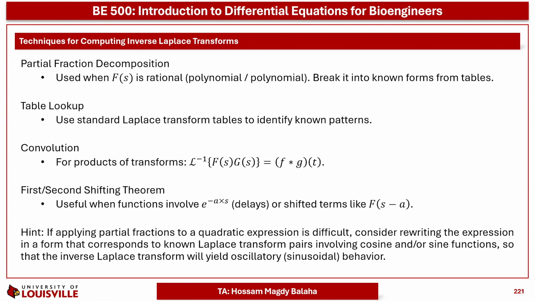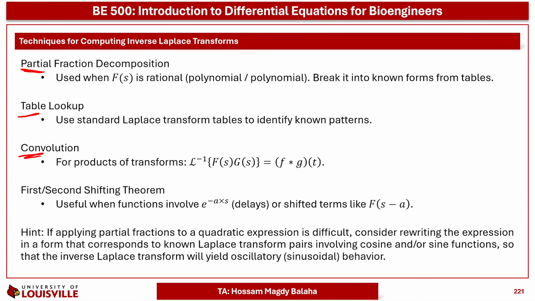And there are many techniques to use to compute the inverse Laplace transform, and you need to get familiar with each of these techniques. The first, which is common, is called partial fraction decomposition, and this is used when F of s is rational, such as polynomial over polynomial, such as s plus 2 over s squared plus 2s plus 3. So you need to break it into known forms from the different tables. Table lookup: we use that to identify the known patterns using standard Laplace transform tables.